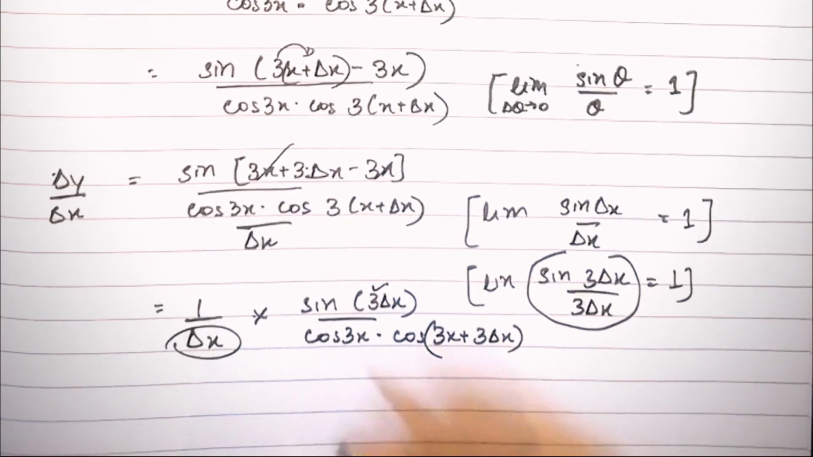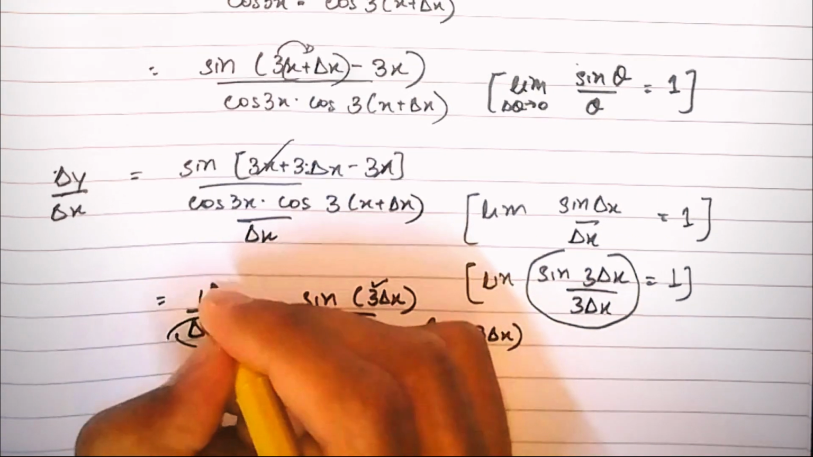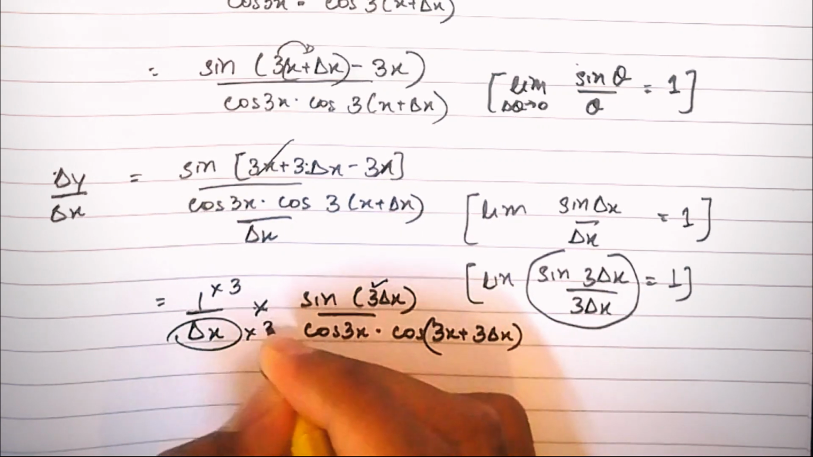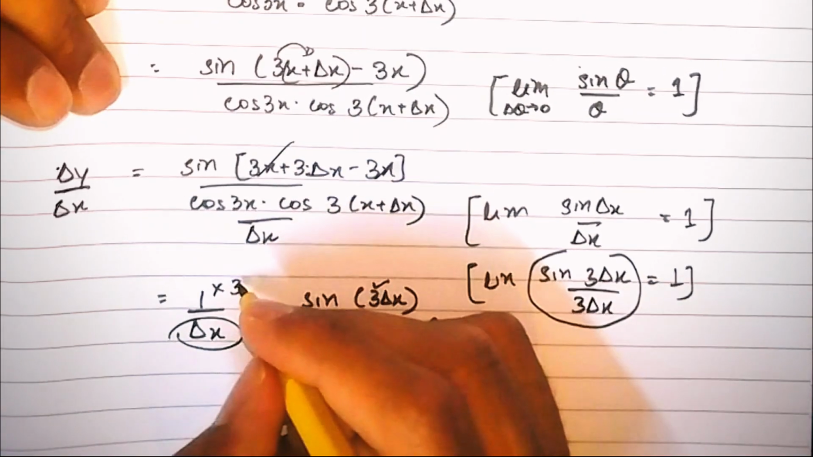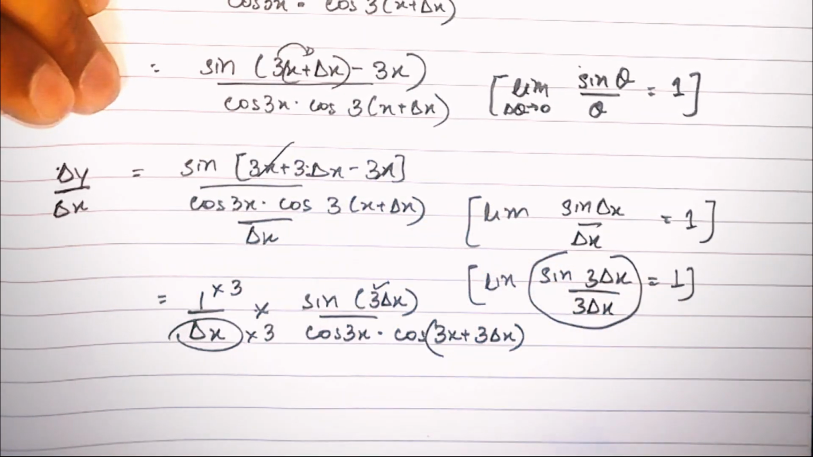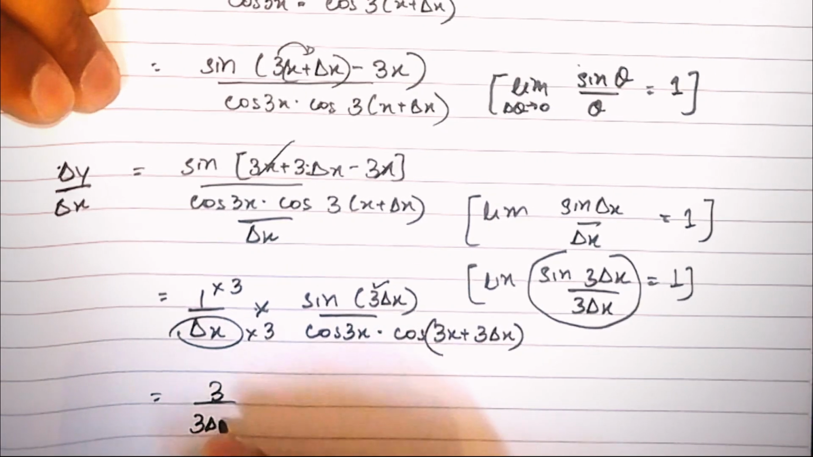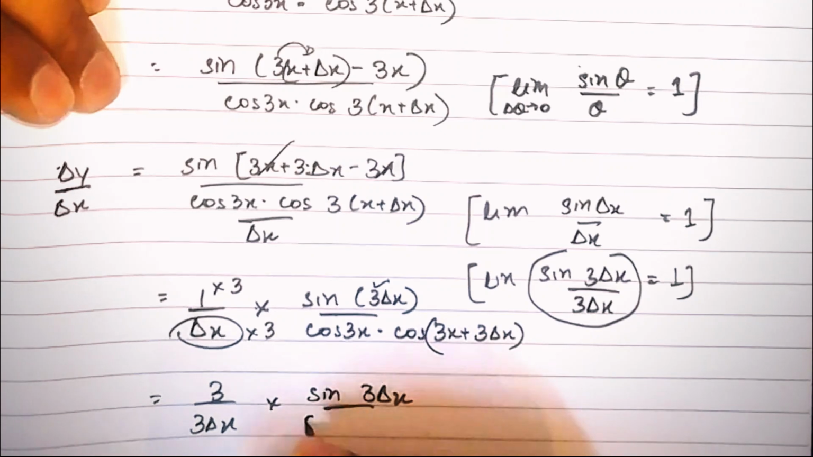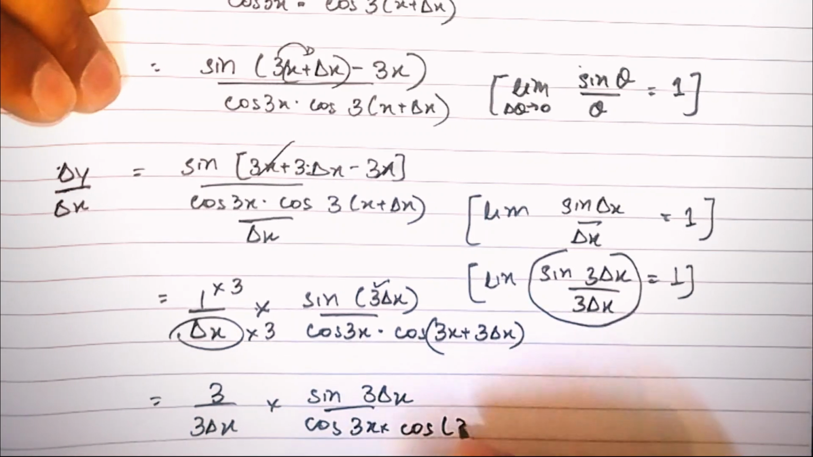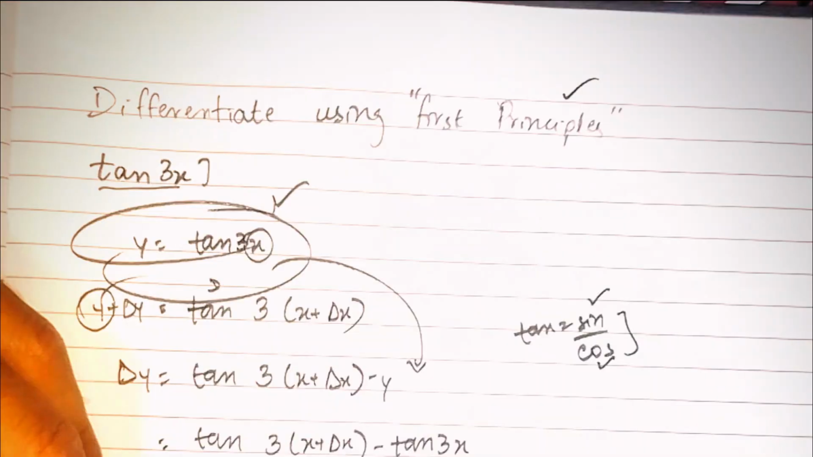So I want this condition over here, sine 3 delta x divided by 3 delta x. We do not have a 3 over here, so how can I introduce a 3? First of all, I will multiply this term by 3 and I will divide this term by 3. Same thing, right? Because the 3 would be cancelled and it would again be 1 divided by delta x. So we have 3 divided by 3 delta x. So we can see that sine 3x is present over here and 3x is present over here. Now I can apply the limit and this condition would be fulfilled.